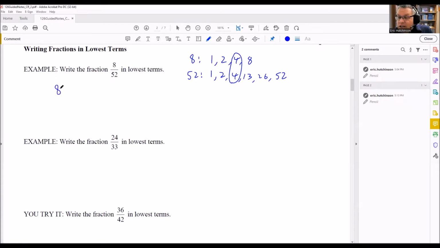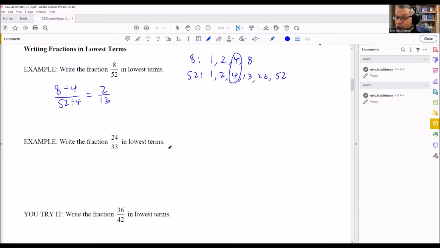So I want to take 8 and divide it by 4, and 52 divided by 4. On top, I'm going to get a 2. The bottom, I'm going to get a 13. Well, 2 and 13: the only factors of 2 would be 1 and 2, and the only factors of 13 would be 1 and 13. And so nothing else divides out. So 2/13 would be considered in lowest terms.